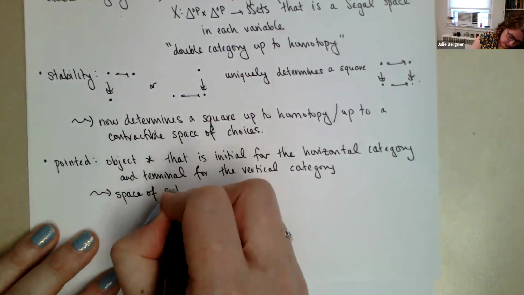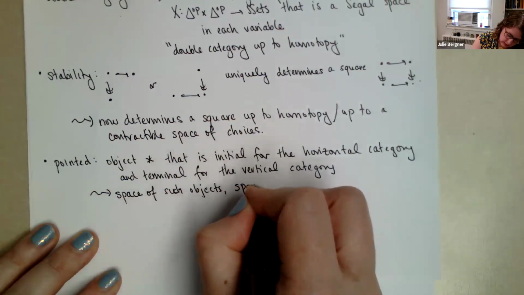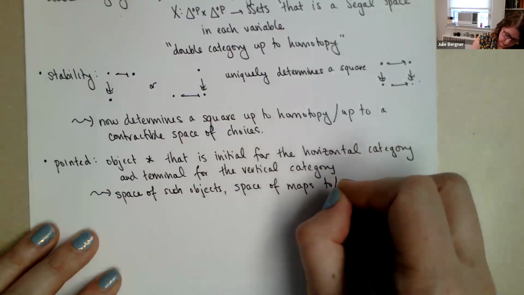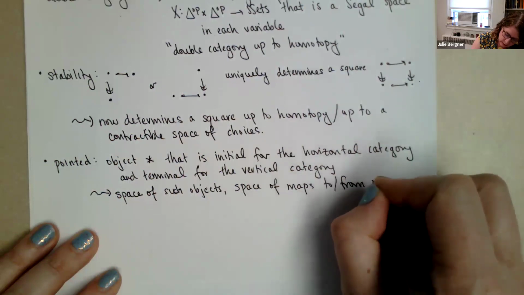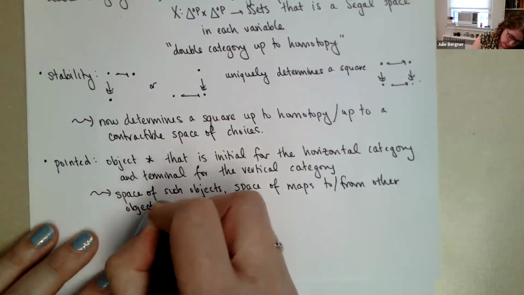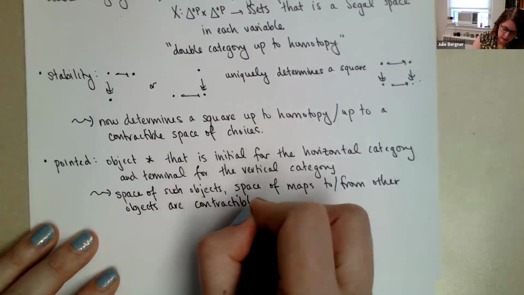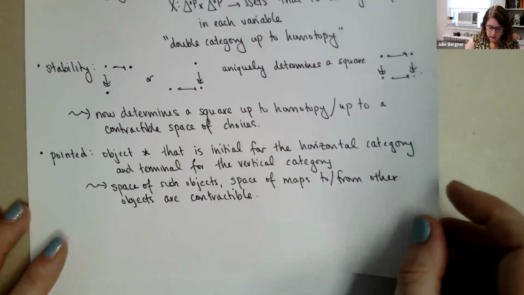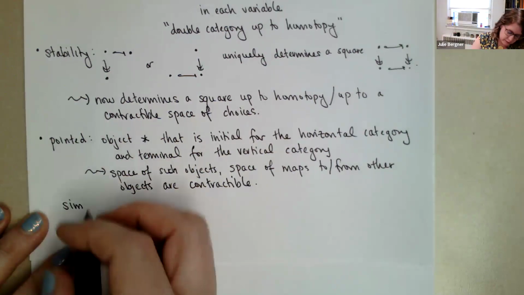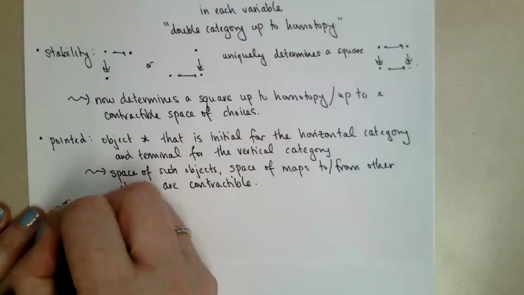And then the homotopy version is just, again, you just want the space of such objects and the space of maps to and from other objects, depending on which category you're in, those two spaces are contractible. Okay, just the up to homotopy version of uniqueness. And then we talked last time about the generalized version of pointedness, which is this augmentation. Sorry, about the stability.